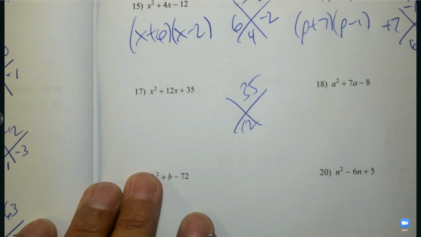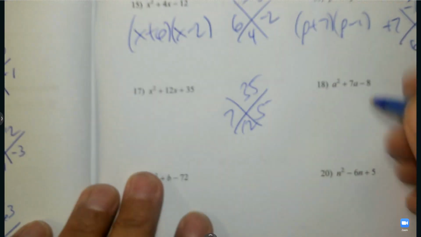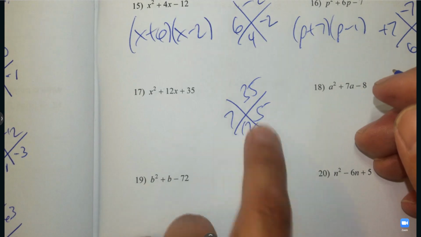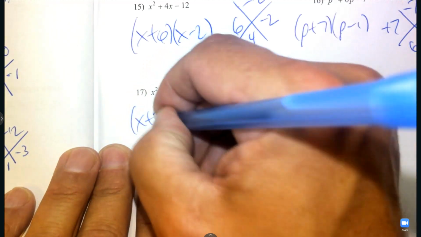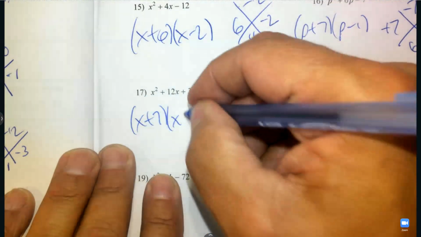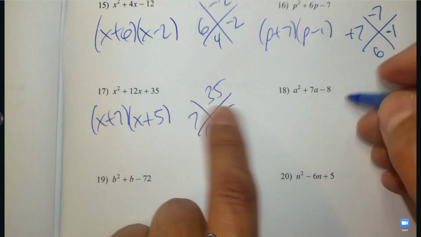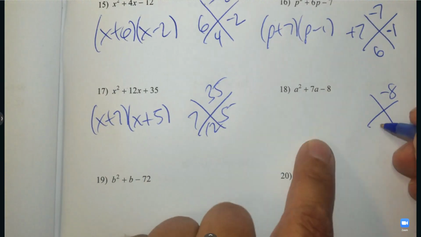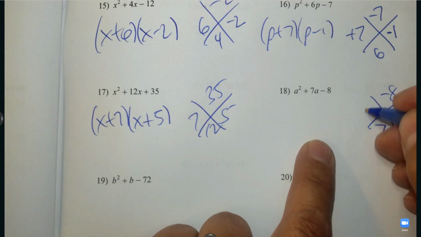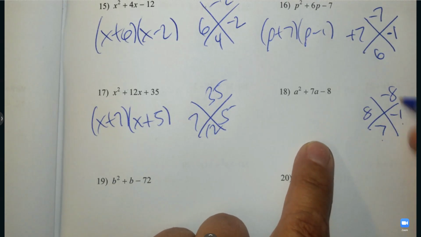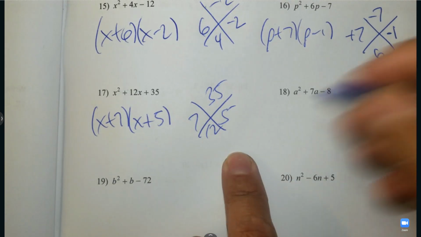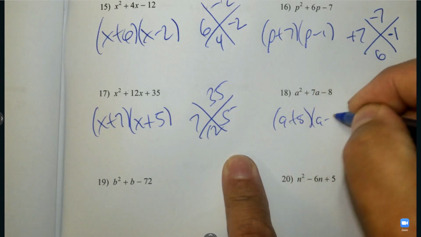35 and 12. Press pause. So 7 times 5 is 35, and they add up to 12. If you are frustrated with your times tables, we just got to work on our times tables. You need to know what multiplies to 35. We need to know what multiplies to 8 and subtracts to 7. So 8 times negative 1, 8 take away 1. It fits. So positive 8 and negative 1.